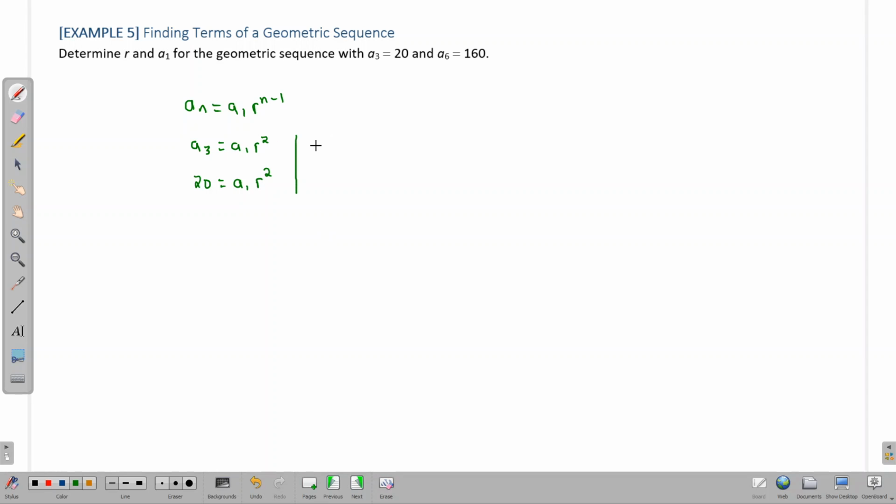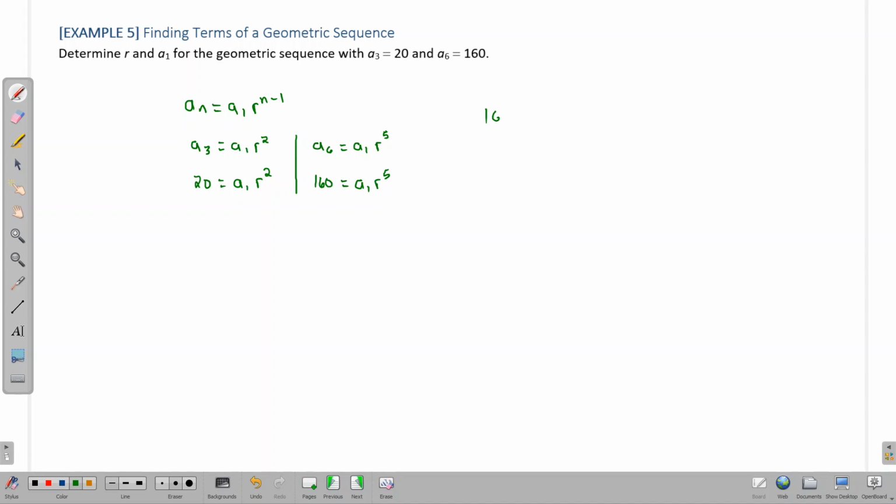So go over here, we're going to set up the second one. So the sixth term is A1 r to the 5th power, because again, power is 1 less than the index. Just plugging that into this. And we know the 6th term is actually 160. So we have 160 equals A1 r to the 5th. Here are our 2 equations. So when we did this before, we subtracted the 2 equations.